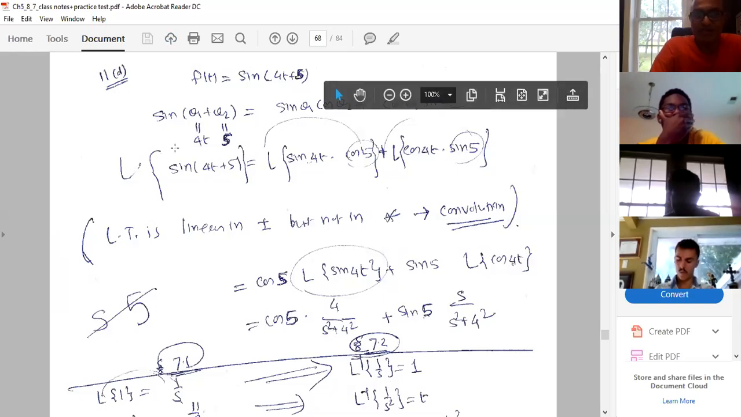Okay. So once you have the formula, my theta 1 is nothing but 4t, theta 2 is nothing but 5. Just plug the values over here. Once you get this, cosine 5 is a constant term, pull it out of the Laplace transform. Sine 5 is a constant term, pull it out of the Laplace transform, and then go for the Laplace transform.